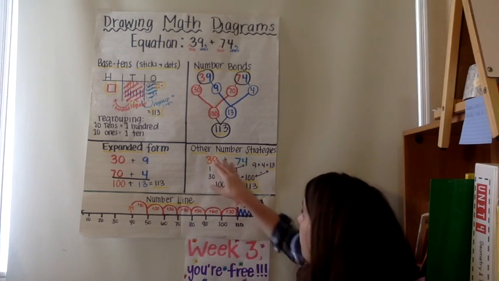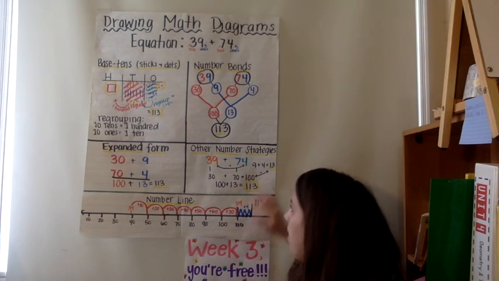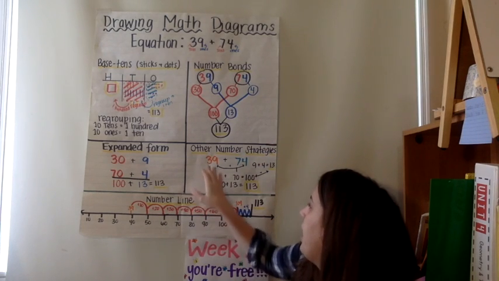There are also other number strategies that you could use. I put one example here where I kind of just wrote the numbers.